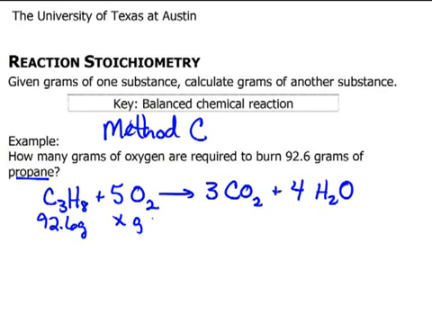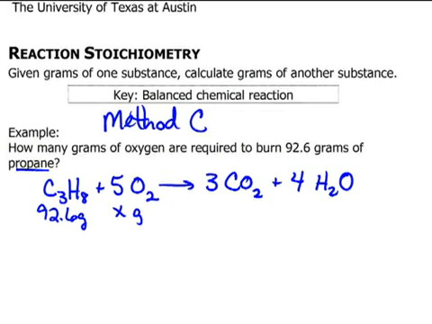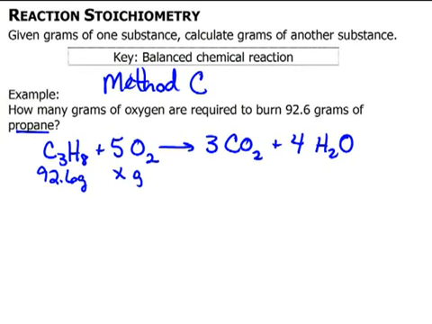Alright, for this we're going to use ratios. For this method we'll use ratios again, but this time we'll ratio according to mass. Okay, so we're going to do ratios with grams. Now previously in method B we did ratios with moles using the balanced chemical equation. Now we'll ratio with grams, and in order to do that we need the molecular weight.